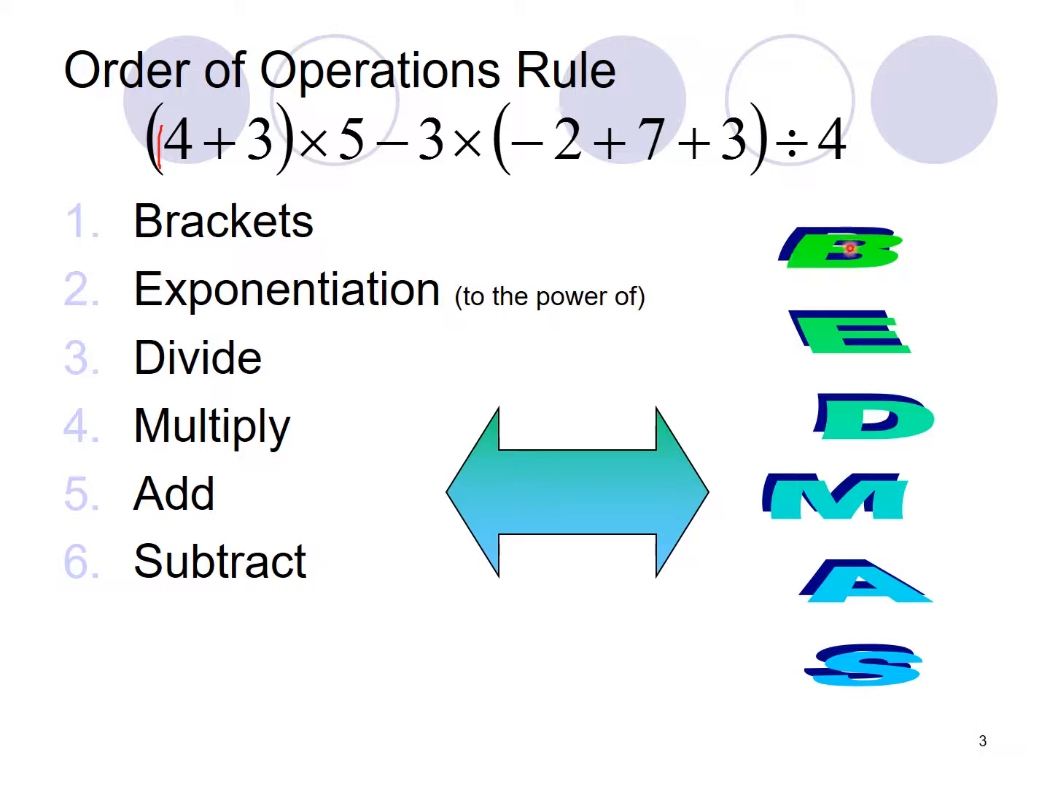There's an acronym here called BEDMAS: B for brackets, E for exponentiation, D for divide, M for multiply, A for addition, and S for subtraction. There's also BIRDMAS, and there's BIMDAS and all sorts of other ones. Whatever one you learnt at school, that's fine. Your answer will work out the same, so don't worry. You can just carry on using that method. Okay, so let's see that in action.